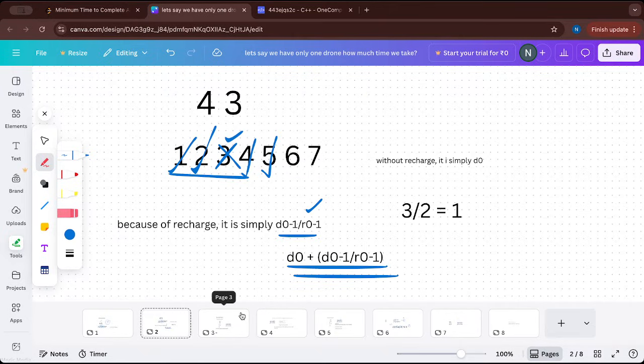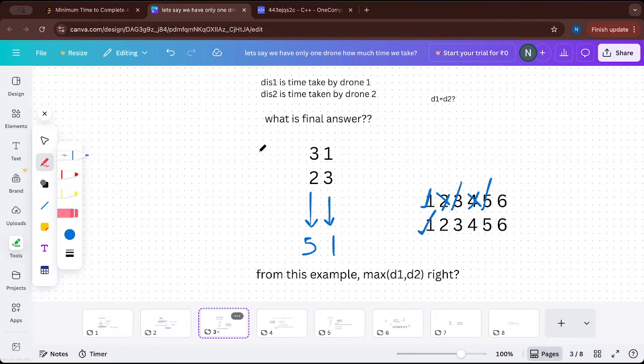So now we have two drones and we have to find the least time to get the answer. How can we do that? First let's find the answer for drone 1 and drone 2 separately. For drone 1 it is the minimum time taken, and for drone 2 as well. For example, let's call them T1 and T2. Now what is the final answer? We have the answers for both separately, but we have to find the minimum time, right? Is that simply D1 plus D2?